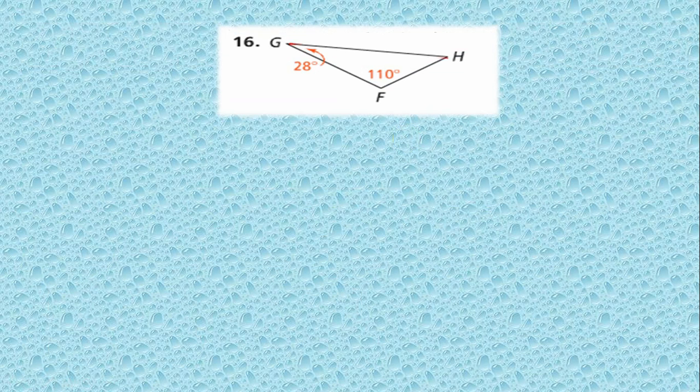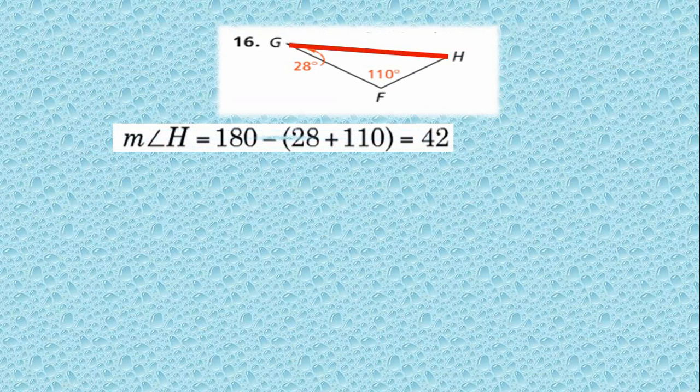Yes, calculate angle H first. Angle H equals 42, then 28, 42, and 110. Of course, 28, FH is first, then 42, FG, and the last one GH.